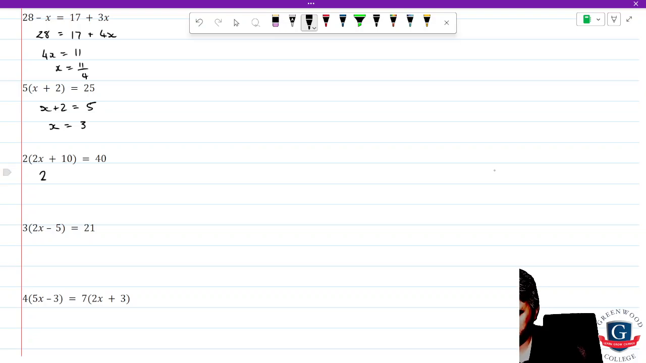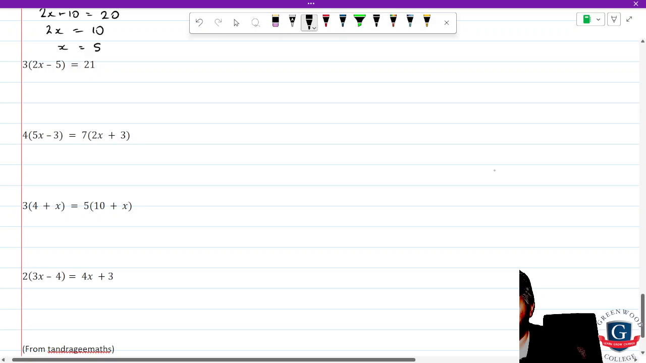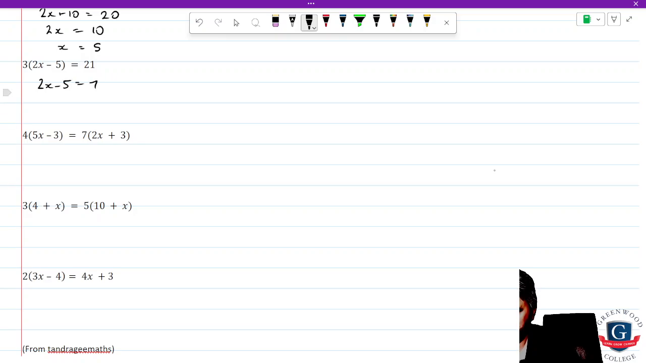Same drill here. Divide both sides by 2. Subtract 10 from both sides. Divide both sides by 2. Divide both sides by 3. Add 5 to both sides. Divide both sides by 2. Oops.